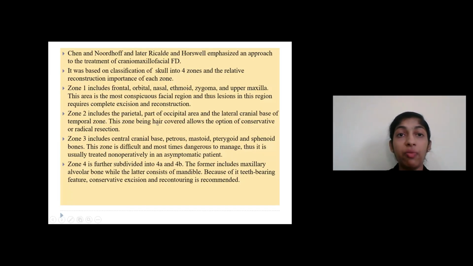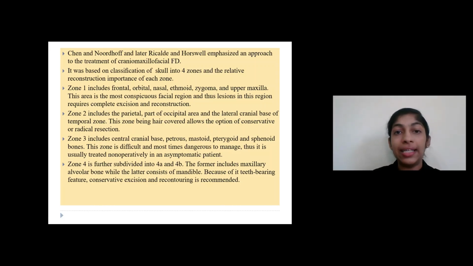So the treatment was based on the zones, based on classification of the skull into 4 zones and the relative reconstruction importance of each zone. Zone 1 includes frontal, orbital, nasal, ethmoid, zygoma, and upper maxilla. This is the most conspicuous facial region and thus lesions in this region require complete excision and reconstruction.